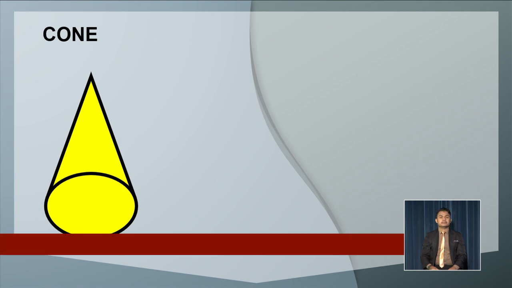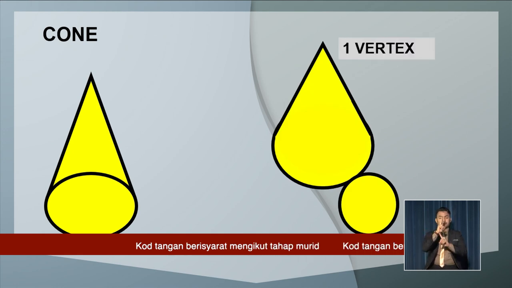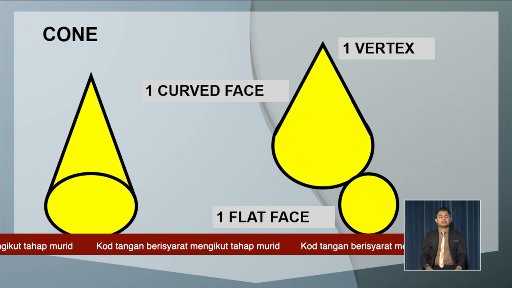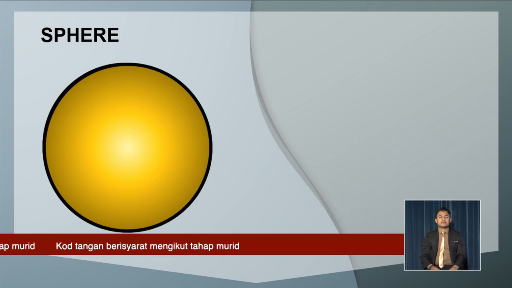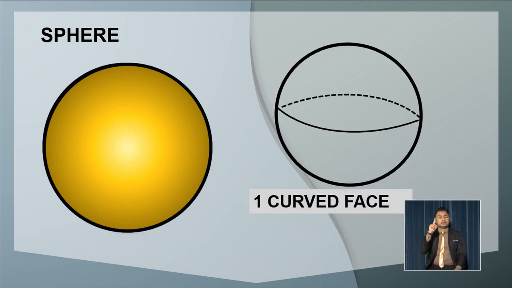This is a cone. A cone has 1 vertex, 1 curved face, 1 flat face. This is a sphere. A sphere has only one curved face.